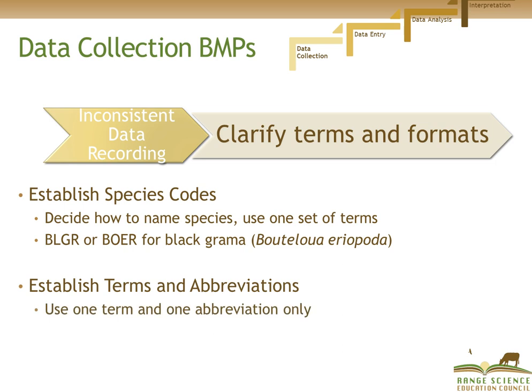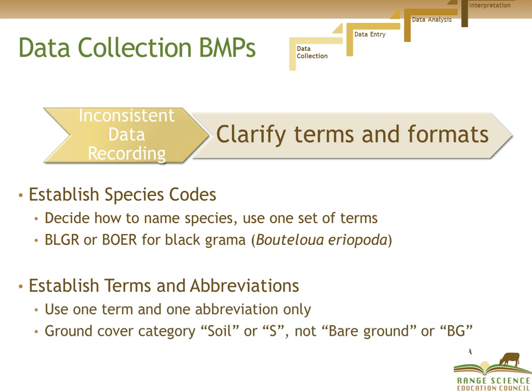We also want to clearly establish the terms and abbreviations that we use so that the recorders will be using one term and one abbreviation only. So for example, if we're measuring ground cover, we would want to establish whether we were using the word soil or the abbreviation S, and not the term bare ground or the abbreviation BG. The important thing is to be consistent.